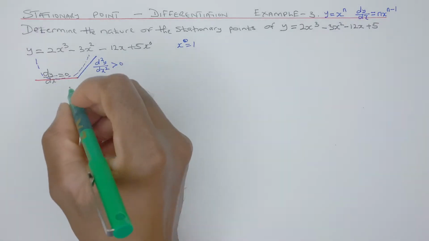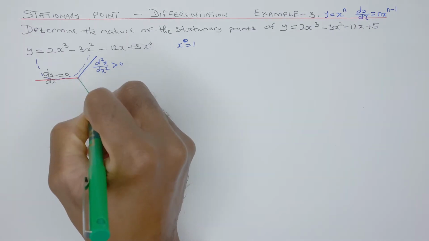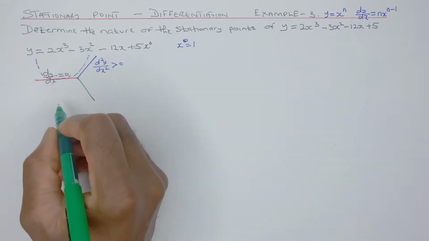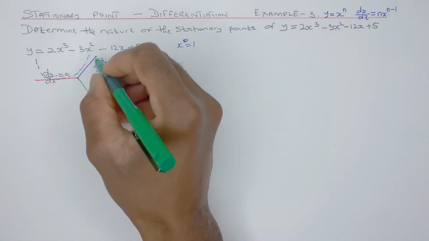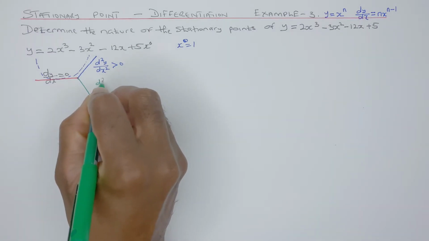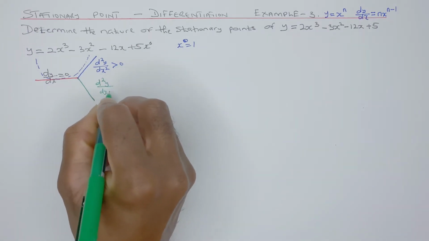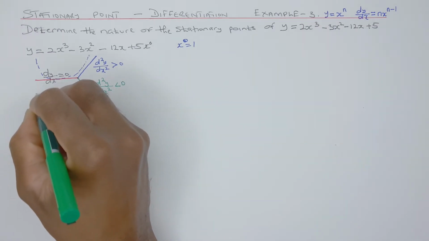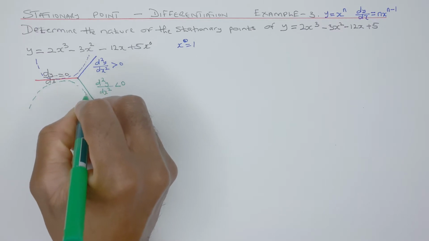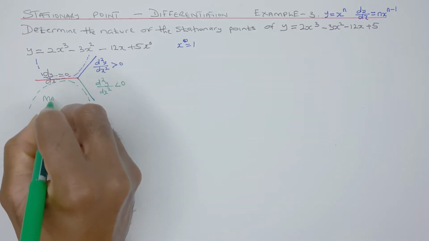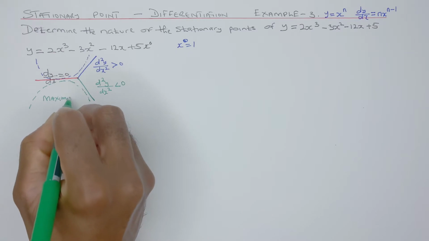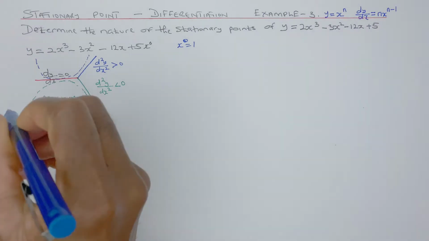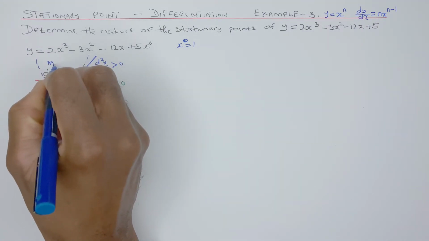Otherwise, if d2y/dx squared is less than 0, going from positive to 0 to negative, this will be a maximum. So that's the kind of nature the question is looking for. Is it a maximum, minimum, or point of inflection?